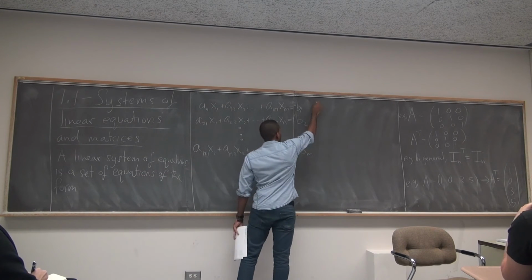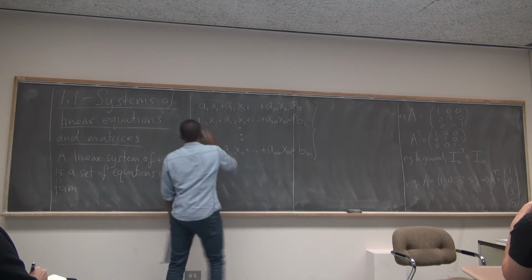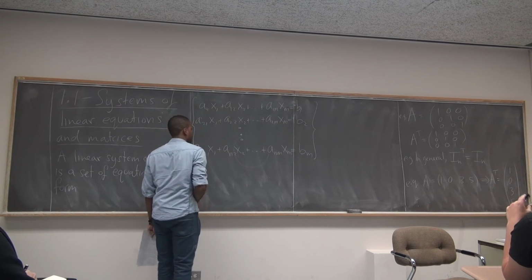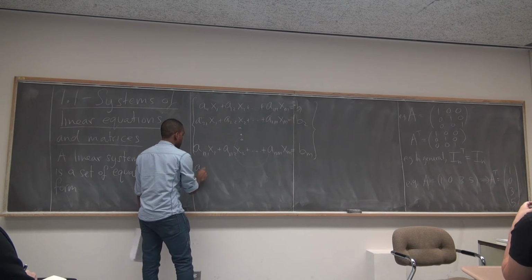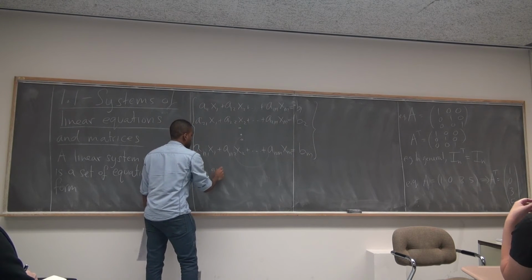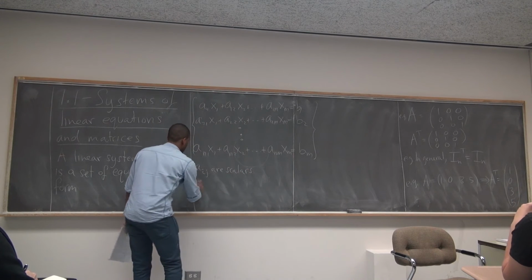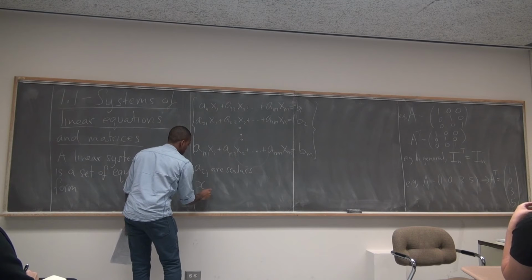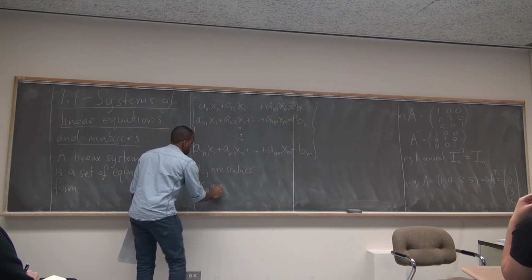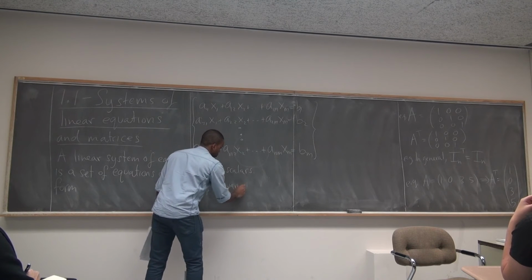So this set of equations is called a linear system of equations. The aij are scalars. The x1 through xn are variables.